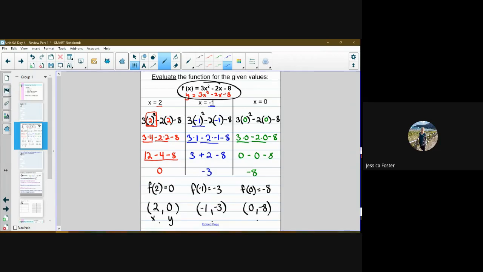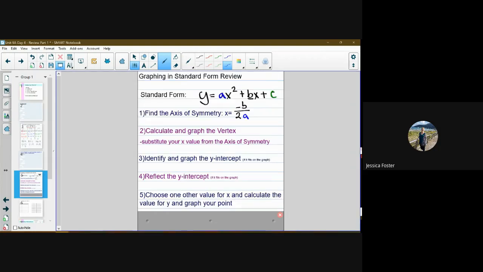I'm not always going to give you values, so it's up to you to pick values and see if they're going to be helpful while you're creating your graph. If it gets really big, really small, or you get a weird number or a fraction, it might be hard to graph by hand. So you have to be strategic about the numbers you choose. Once you find your x and y value for your next point, you can reflect that point, and that way you have 5 points to make a really nice looking graph.